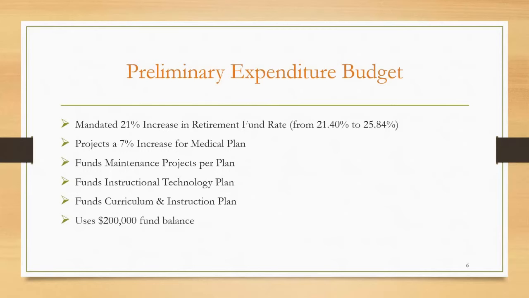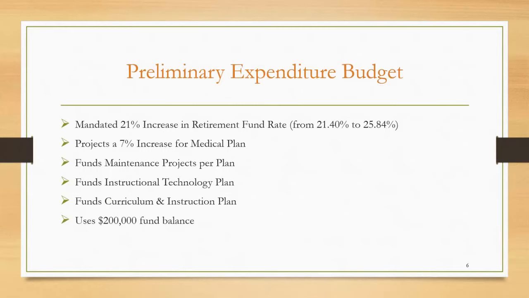And so what that means in actual percentages is that we have 21.4% of each salary of every school district employee going to go to the retirement system. This coming year is going to be 25.84%, almost 26% of salaries attributed to retirement.